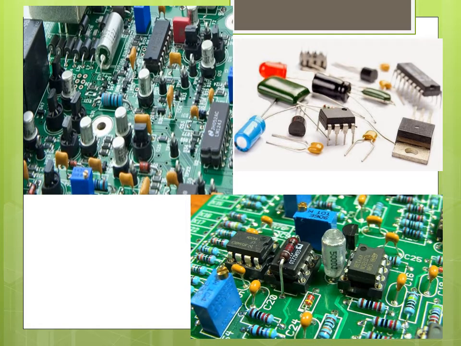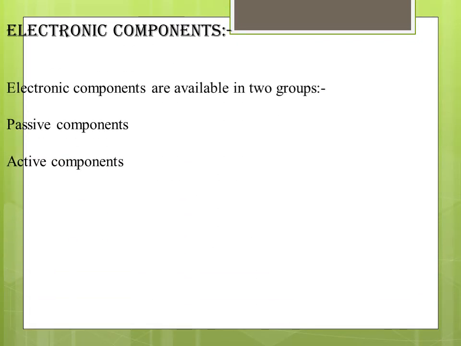Depending upon the application and the features they offer, they are classified, and each and every component has its own important feature, and it is available from a small value to a higher value. So we are going to learn about these electronic components in detail in this lesson. Electronic components available in the market are classified into two important groups. One is called the passive component, the second is called the active component.